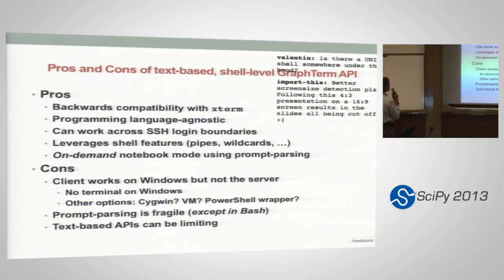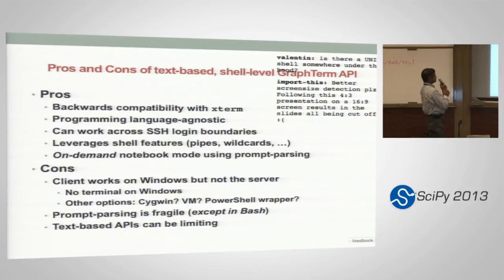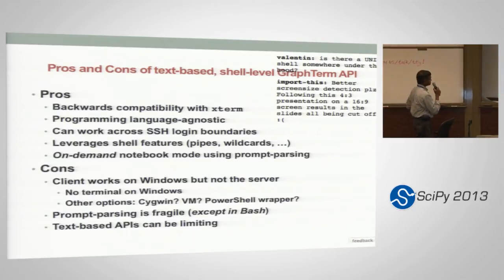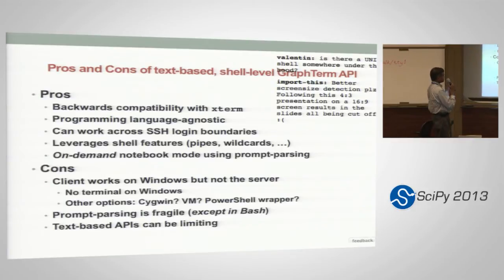So the pros and cons: it's backward compatible with xterm, it's programming language agnostic, and it actually works across SSH boundaries because you can transmit the escape sequences. You can do pipes, as you saw when I was piping my HTML to display inline. And you can do on-demand notebook mode and go back to terminal mode anytime. The client only works on Windows, but not the server. You could do Cygwin or PowerShell perhaps. Prompt parsing actually works very well for Bash, but it's more fragile for other programs. And the text-based APIs will never be as powerful as native programming language APIs.